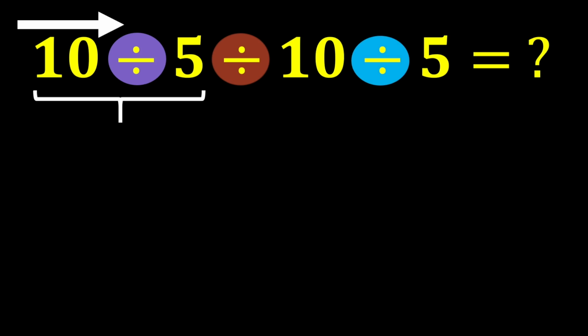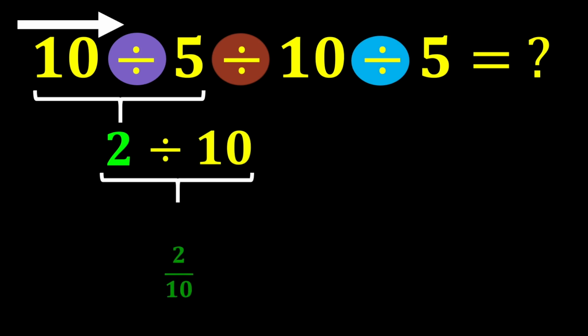10 divided by 5 gives us 2. Then 2 divided by 10 gives us 2 over 10. Now if we simplify the numerator and the denominator of this fraction by 2, the fraction becomes 1 over 5. In the end, we need to calculate 1 over 5 divided by 5.